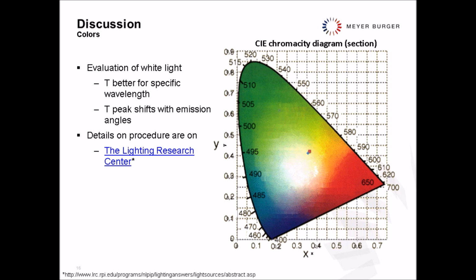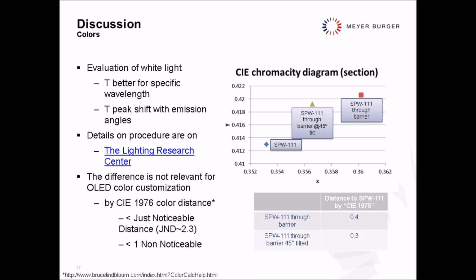And this represents the three conditions. So a pure SPW 111, a tilted emission, and the emission through the barrier. Let's zoom in this chromaticity diagram to distinguish better the color coordinates of a pure SPW 111 and the color obtained through the barrier and through the same barrier with a tilted angle of view. At this zoom, we clearly distinguish them.